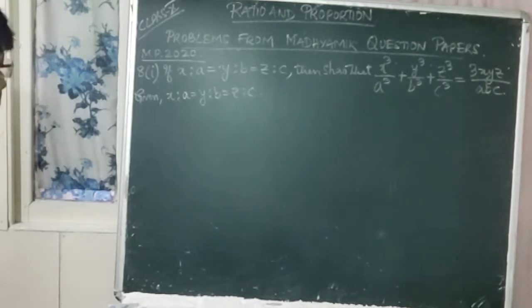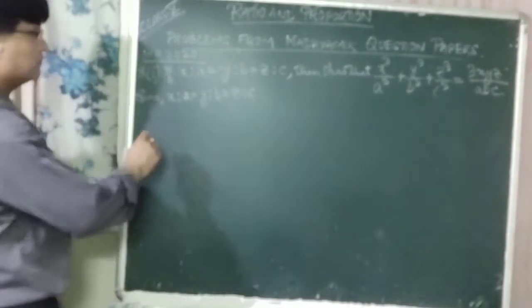So now you can assume the k method here. Let the first ratio be written in terms of a fraction: x upon a is equal to y upon b is equal to z upon c is equal to k, suppose, right? So equating the first and last, that is, first ratio equal to second ratio, third ratio equal to last. Equating the first ratio with the last and by cross multiplication, what do we get? x is equal to ak.